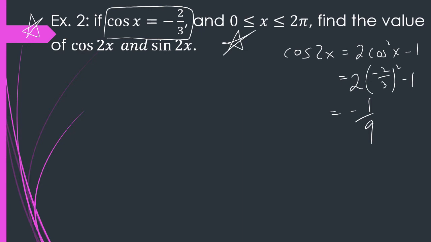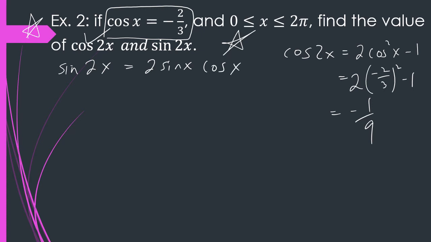Perfect. Sine 2x, okay. So we'll do this one next. So we did cos 2x, perfect. Sine 2x, you only have one option. So that makes it pretty easy. And this is the option.